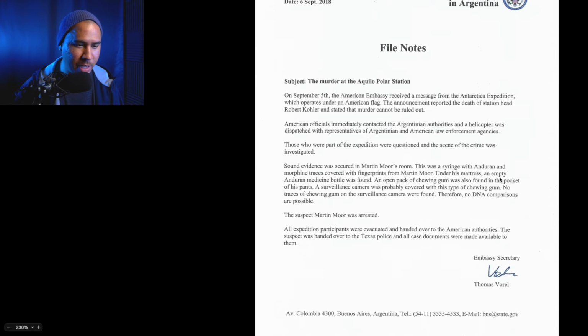Under his mattress, an empty Andoran medicine bottle was found. An open pack of chewing gum was also found in the pocket of his pants. A surveillance camera was probably covered with this type of chewing gum.